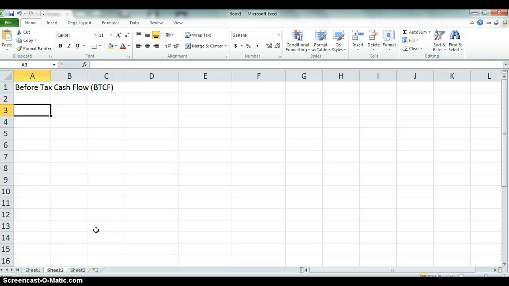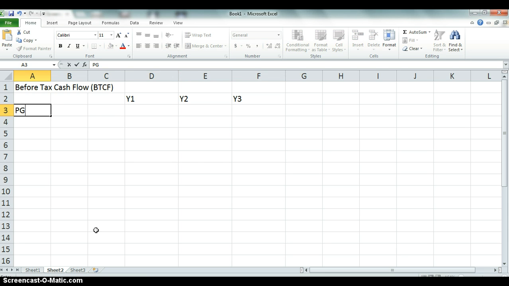Hello, now we will calculate some more information important to make the decision about investing in this small apartment or not. So we will start by calculating the before tax cash flow. We will need, we will do it for all 3 years that we plan on having this apartment.